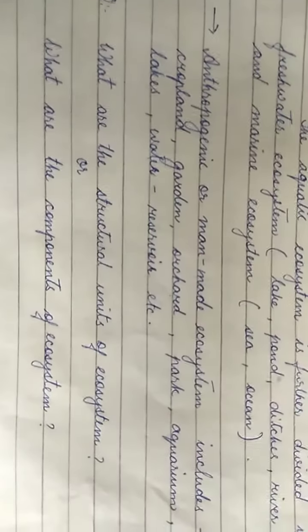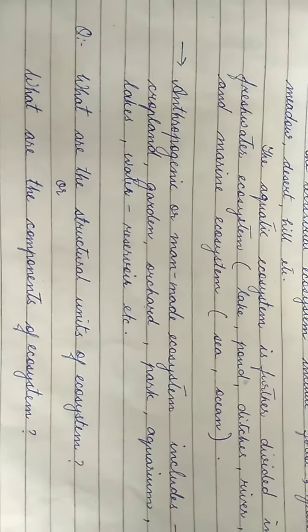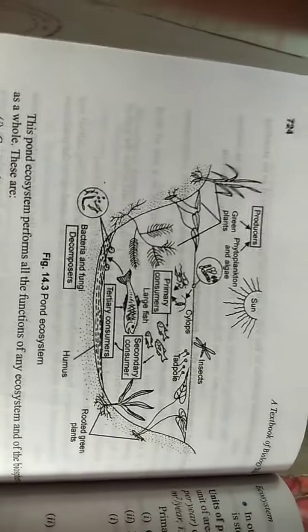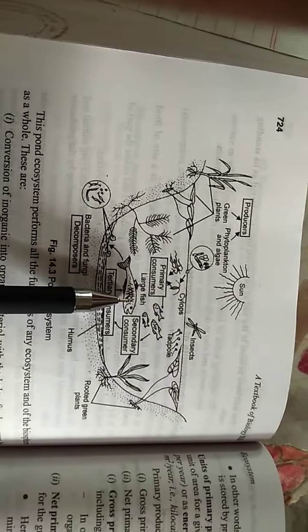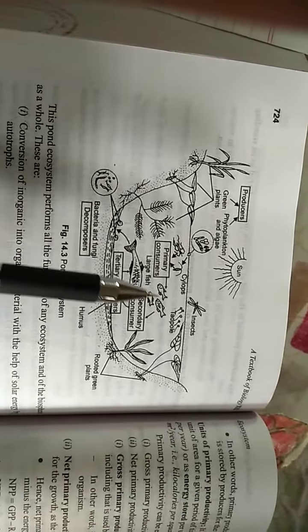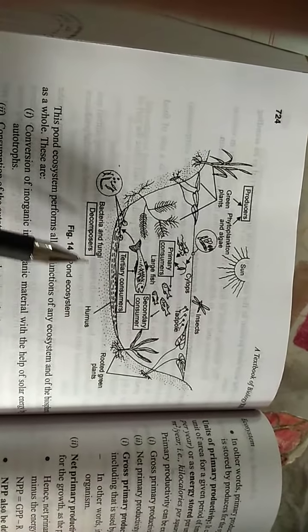Next, what are the structural units of ecosystem? Or you can say what are the components of ecosystem, what are the basics of ecosystem. So just now I told you that an ecosystem, just now I showed you the pond. Here the pond comprises living organisms and non-living substances. Okay, so living organisms are the biotic factors, and non-living are the abiotic factors.